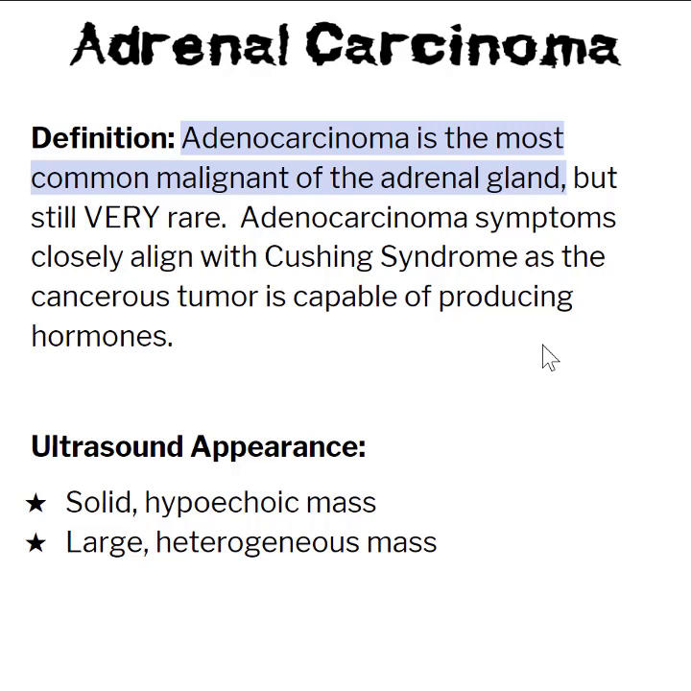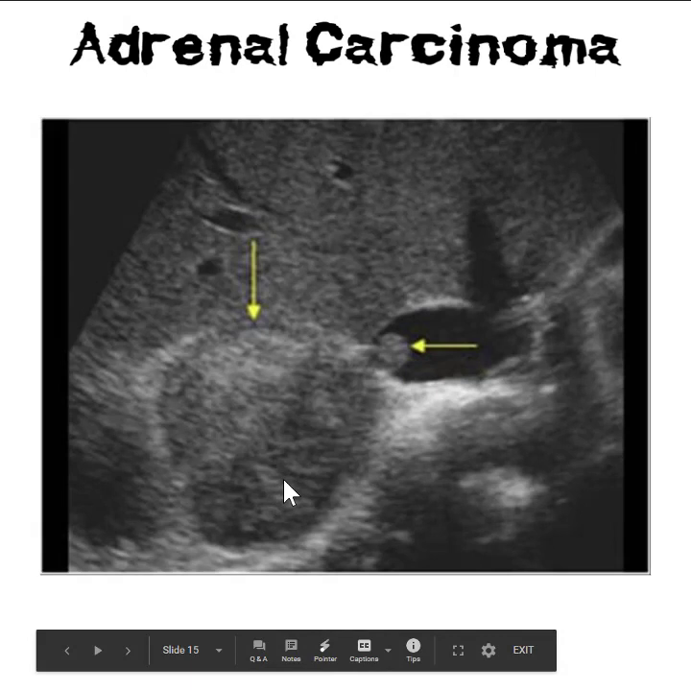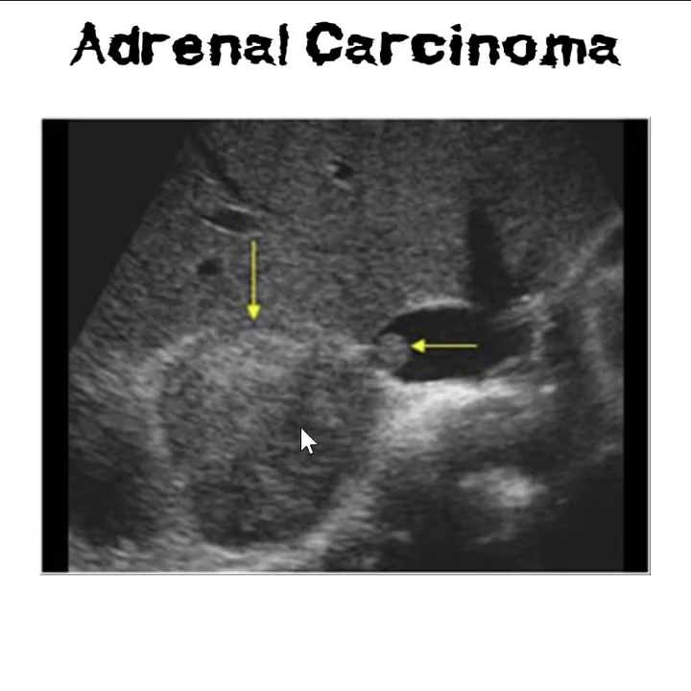Now, because the tumor is capable of producing hormones, adenocarcinoma symptoms closely align with those of Cushing's syndrome. On ultrasound then, we will see a solid hypoechoic mass, or we can see again a large heterogeneous mass. Here is an example of an adenocarcinoma. Again, we have a very large mass in the area of the adrenal gland. This one most likely is a tumor. We can see tumor extension into the IVC right here. So whenever you have a large mass, you want to evaluate to see if there's any extension into other organs or possibly into the vascular system.